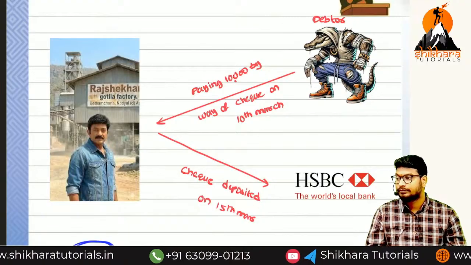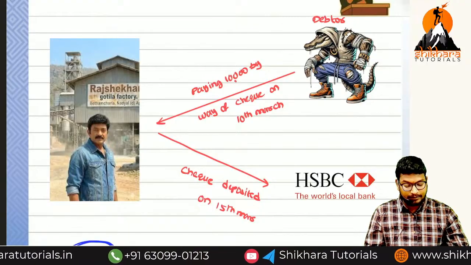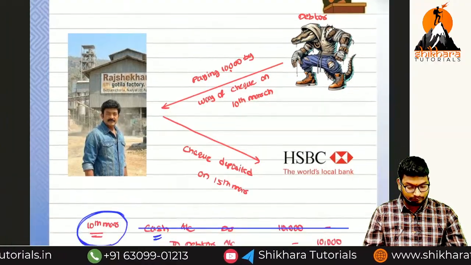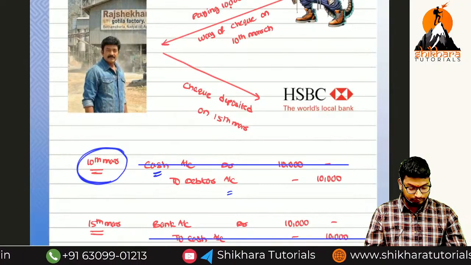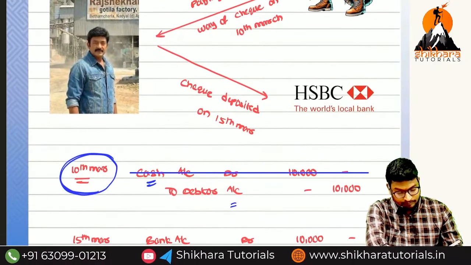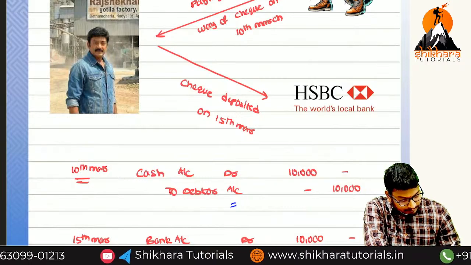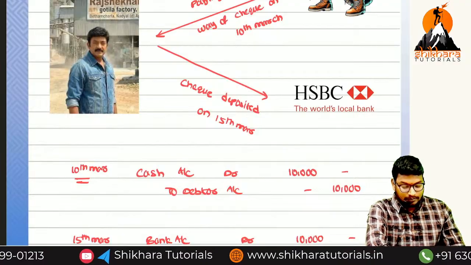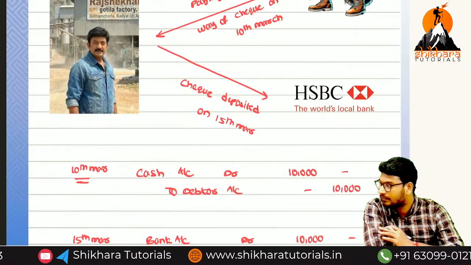Now, on 10th, what is the entry? On 10th March, cash account debited to debtor account. On 15th March, bank account debited to cash account.